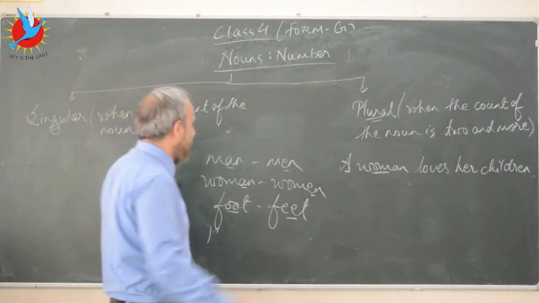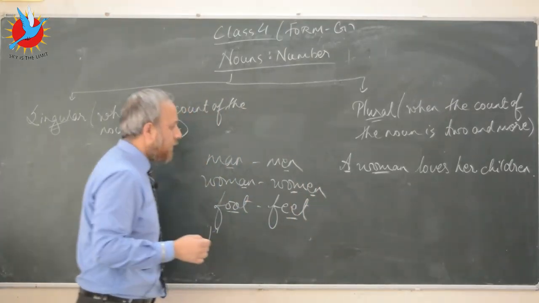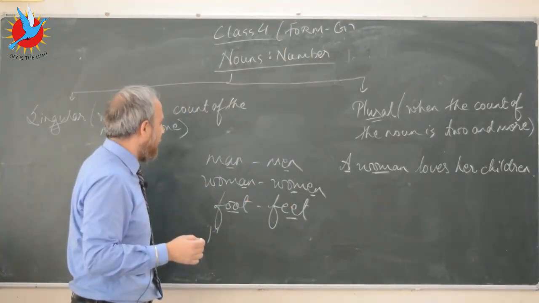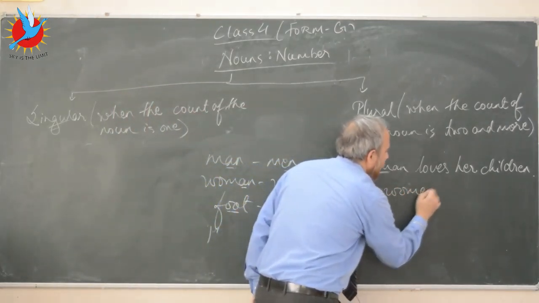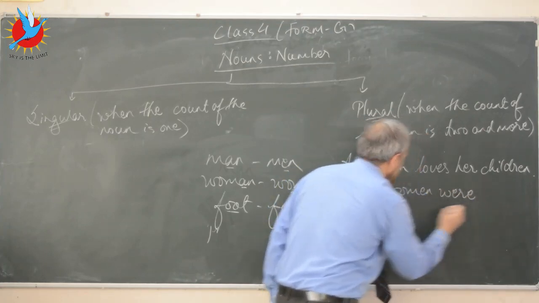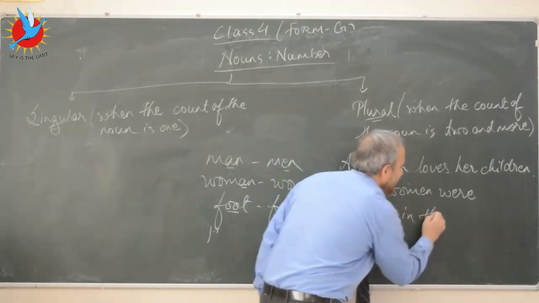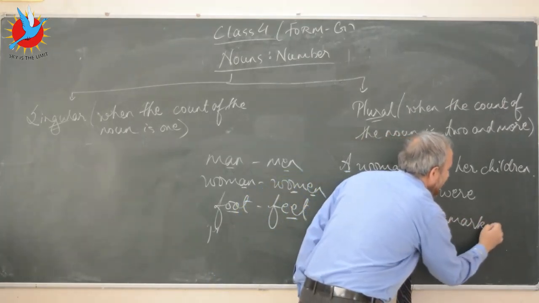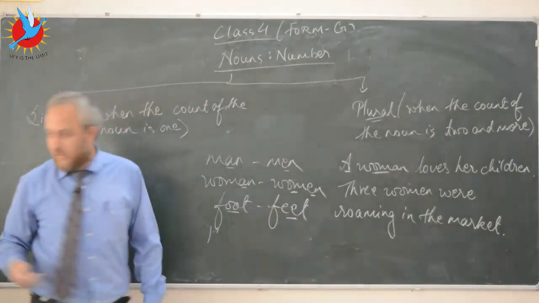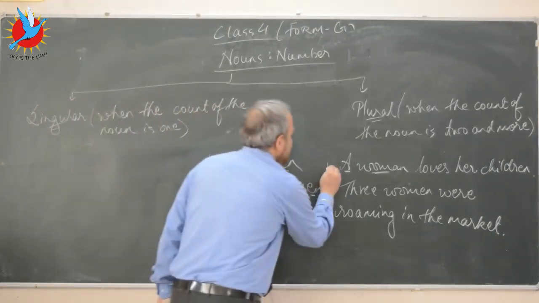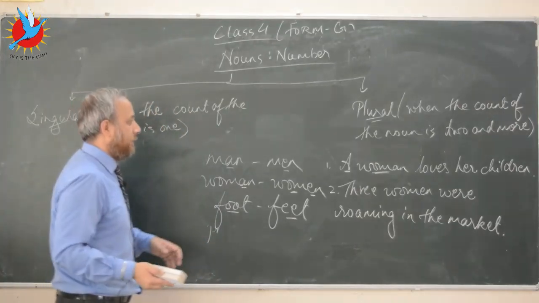Let me write another sentence using the plural form of the word woman. Three women were roaming in the market. So I've given you these two examples, sentence 1 and sentence 2. I hope I've made this clear to you.